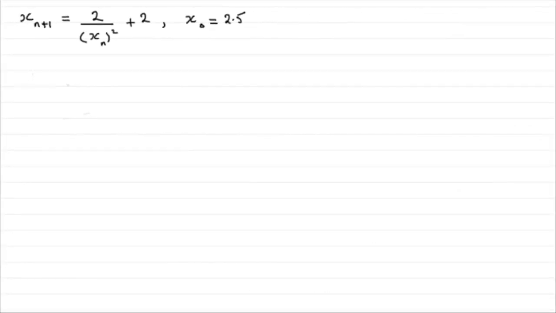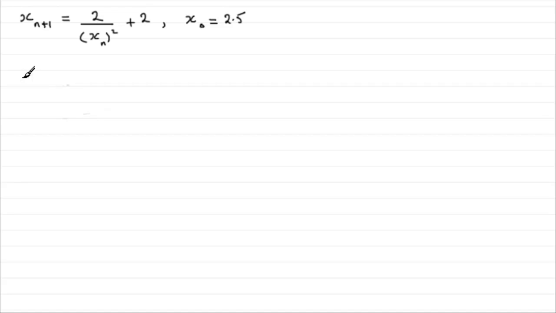Hi. Now in the first part we're given this iterative equation x subscript n plus 1 equals 2 divided by x subscript n all squared plus 2, and the first approximation x0 is equal to 2.5, and we've got to work out x1, x2, x3 and x4. Now to do this there is a quick way that you can do this on the calculator, but I'll show you that at the end.